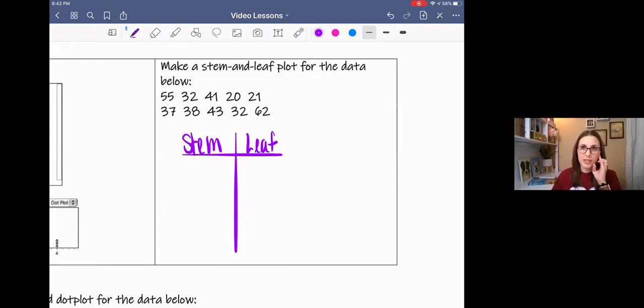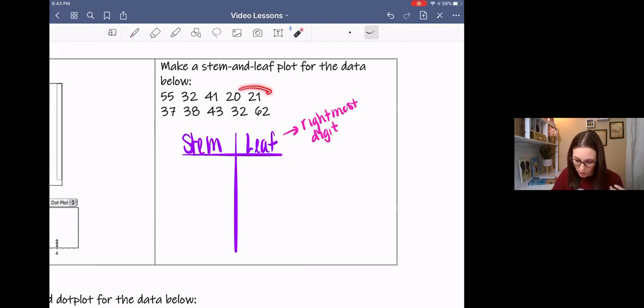I'll start with the leaf. The leaf is the rightmost digit. So if you had a 5-digit number, the last digit would be your leaf. And then your stem is everything else. They have different ways you can organize these, but I'm just going to show you this one way. You can see in your data that you have 20s, 30s, 40s, 50s, and 60s. So let's set up your lines: 20s, 30s, 40s, 50s, and 60s.